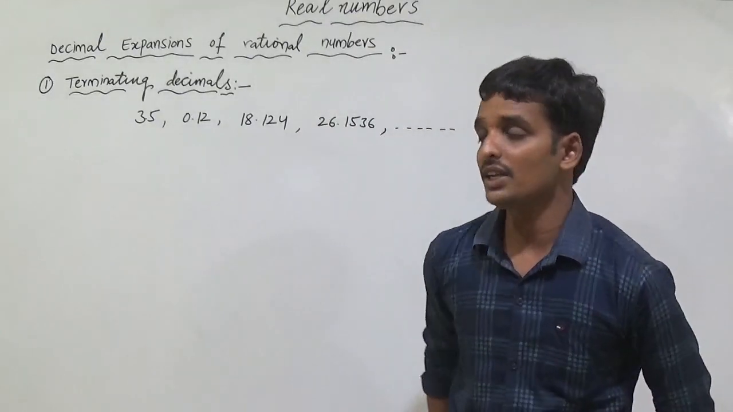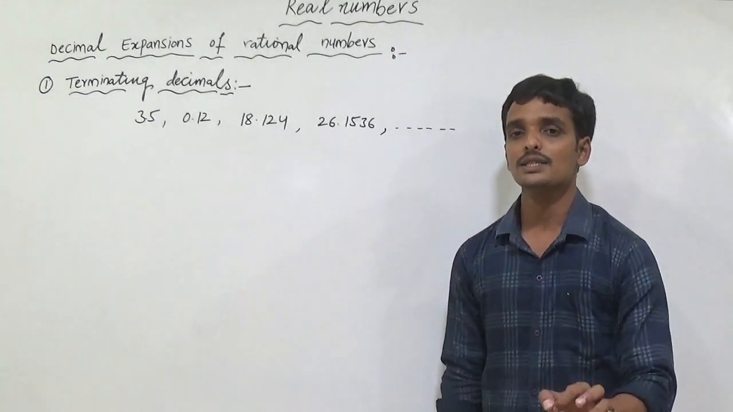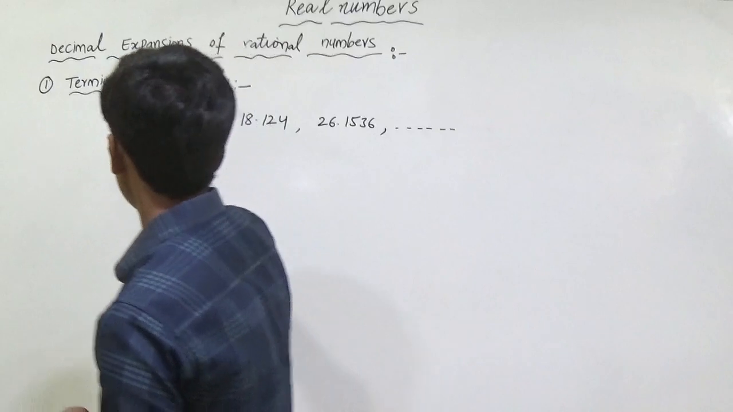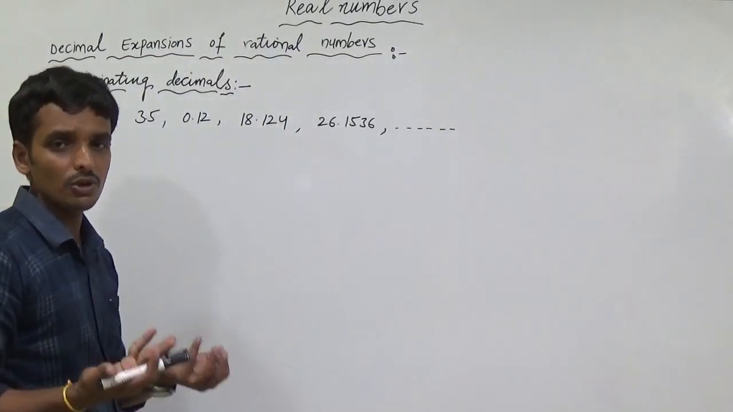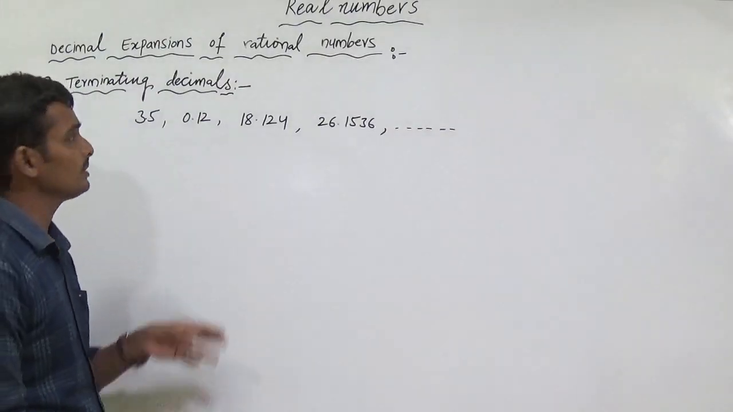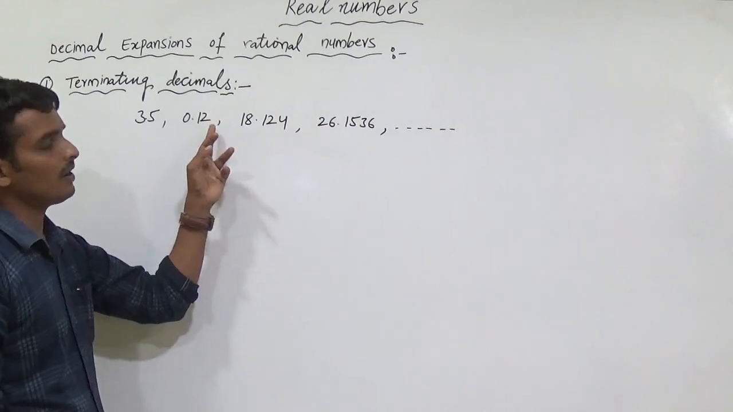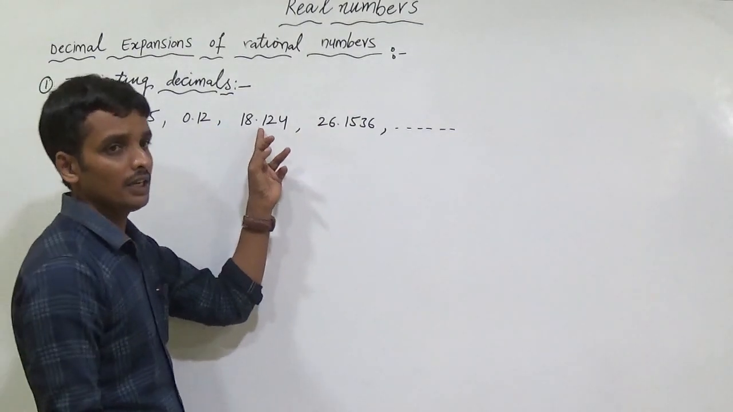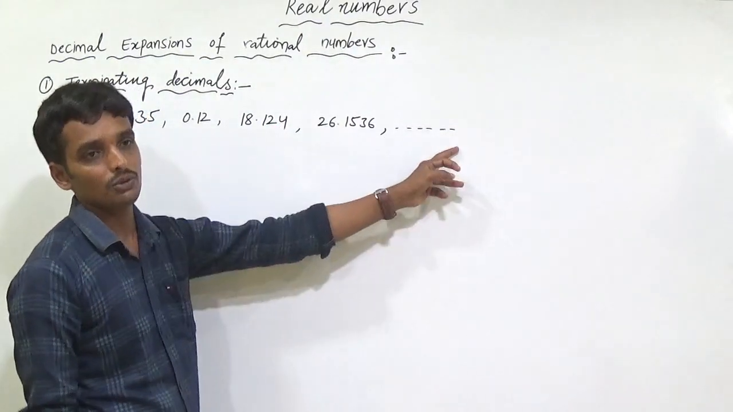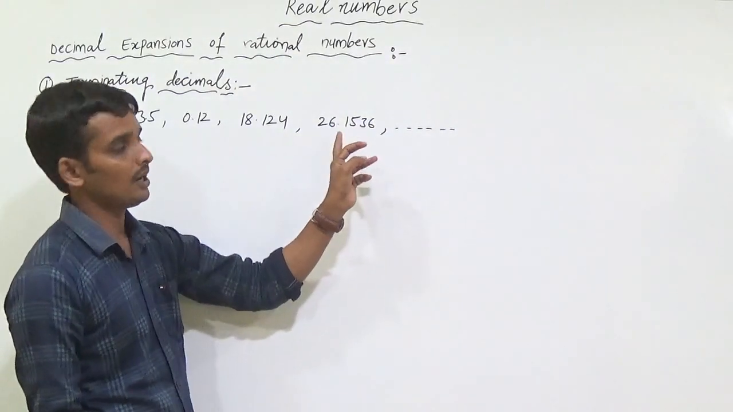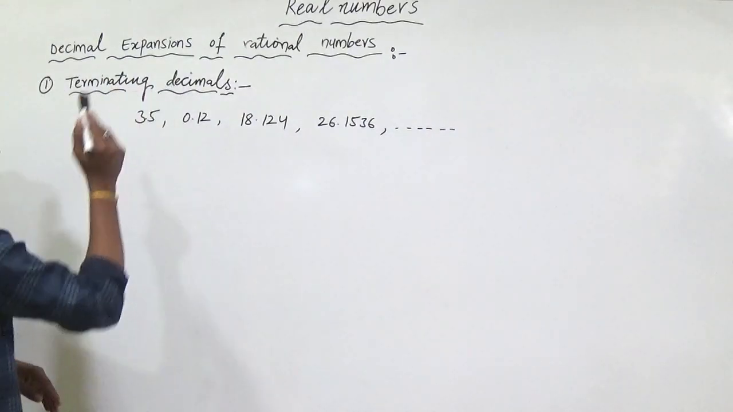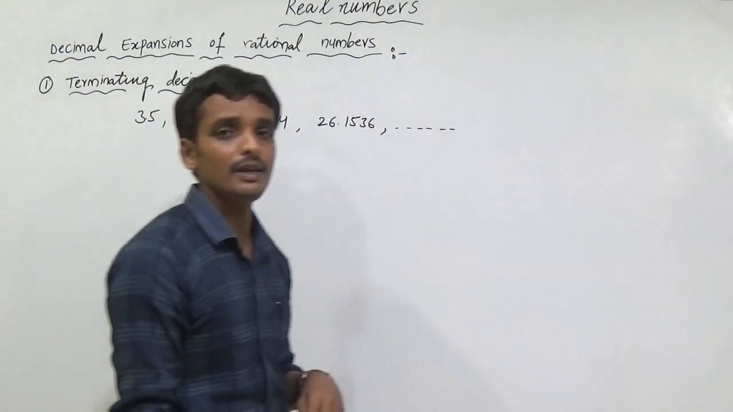The digits in the decimal parts stop. They can't move. After the 5, what is the digit here? We don't know, that means there is no digit. If you want, you can keep 0, 1, 2, 100 zeros, whatever. The same thing for 0.12, after that the digits are zeros. The same way 18.124 has zeros after. 26.1536, there is no other digit after 6. These are the examples of terminating decimals.